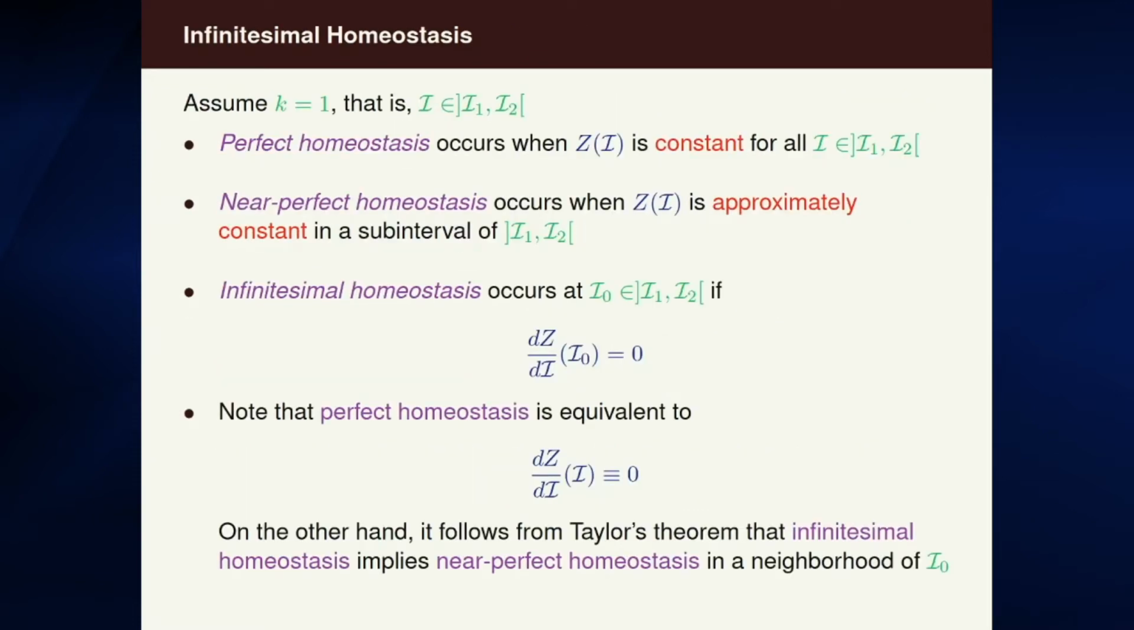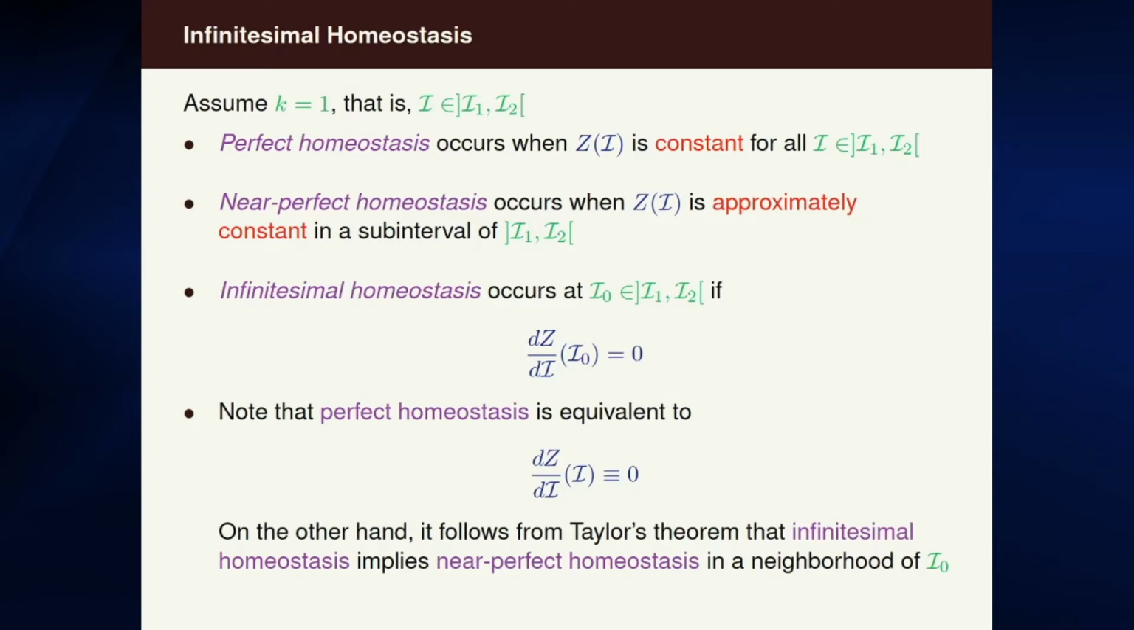Now the notion of infinitesimal homeostasis can be defined in terms of the input-output map. So let's assume that our parameter is one-dimensional, a scalar. So we can define several notions of homeostasis. Some of them actually come from the literature of systems biology and control engineering, where they call it adaptation. So the first one is the strictest definition, called perfect homeostasis or perfect adaptation, that occurs when the input-output map is constant over the parameter range.